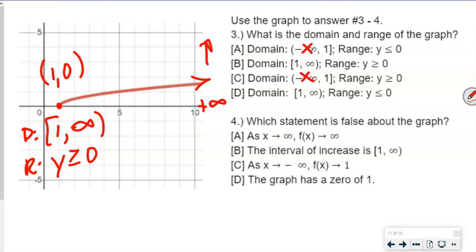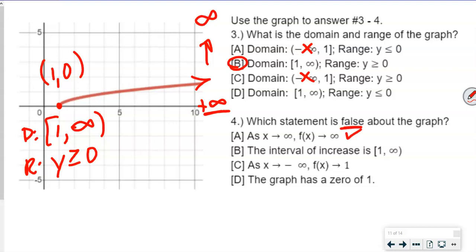So y is greater than 0. So B is the answer. Okay, so which statement is false about the graph? As we approach infinity right here, is f of x approaching infinity? Up here, yes, it is. So this is true. Again, it's asking us for false.